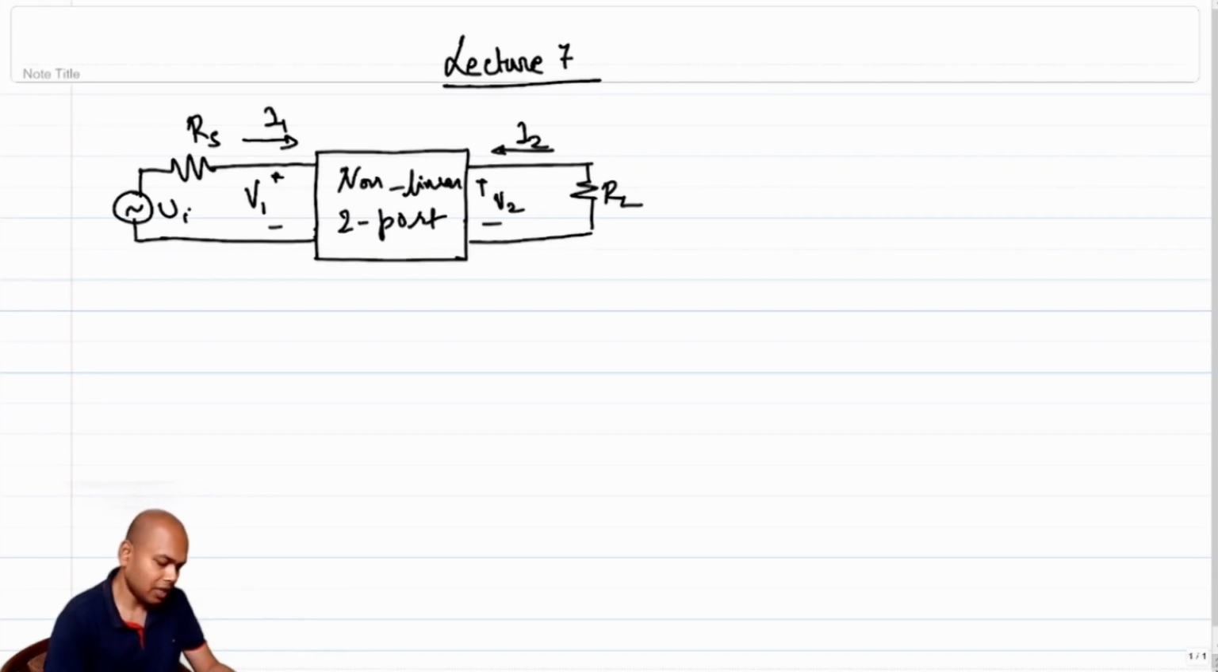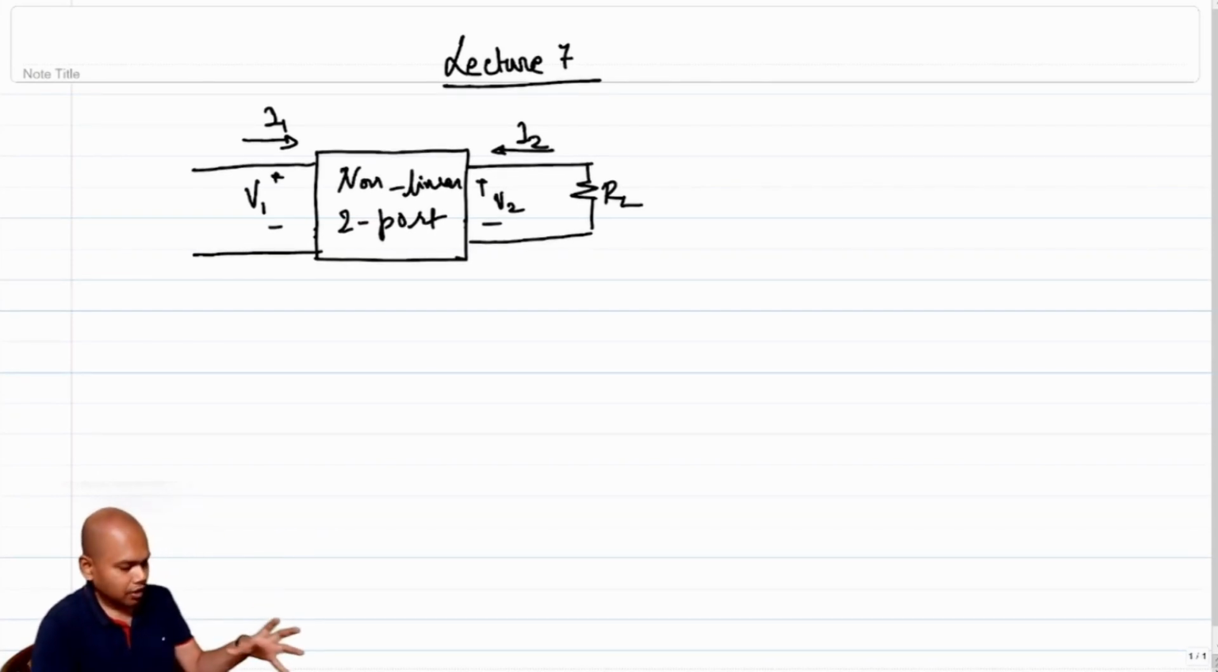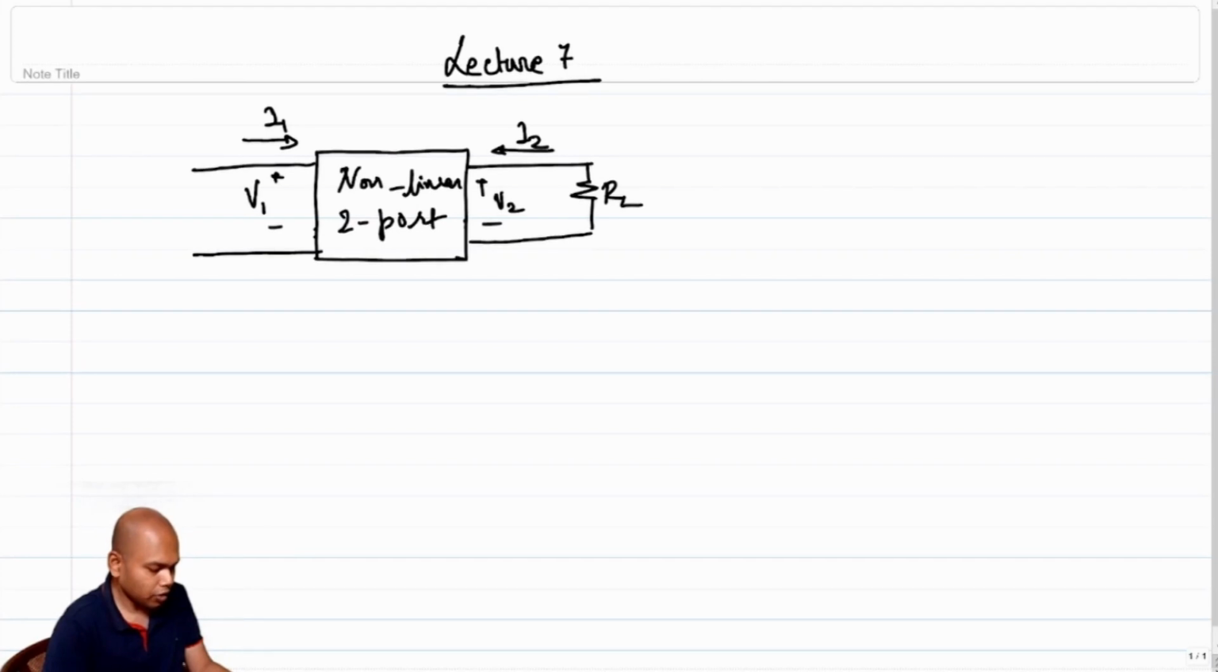So where we stopped in the last lecture was this: let's say we have this generalized nonlinear two-port, and across its two ports it has voltages V1 and V2, and the currents going into the ports are I1 and I2. What happens if I perturb the voltages?